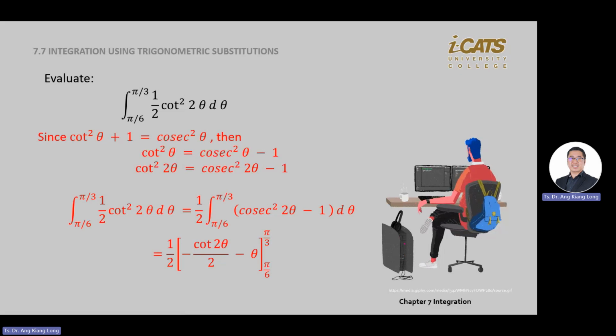You only see cot square 2 theta. So from here, you rearrange until cot square theta equals cosec square minus 1. And you adjust. Because the question gives you 2 theta, you modify a little bit, it becomes cosec square 2 theta minus 1. Then you go back to the question.